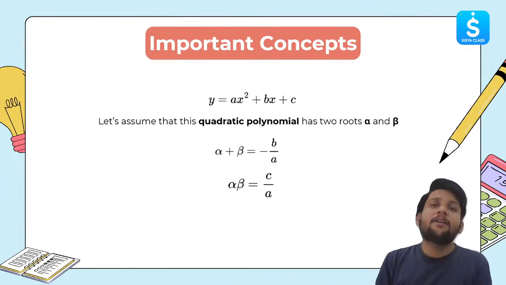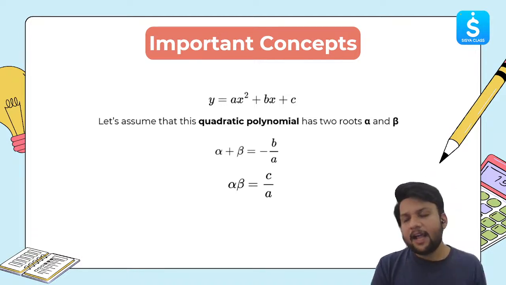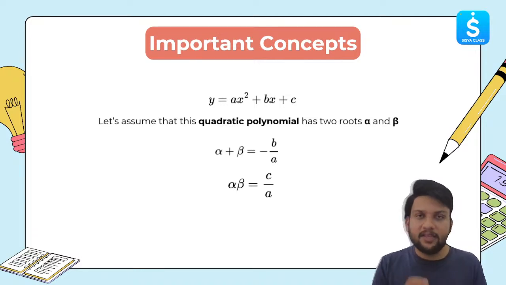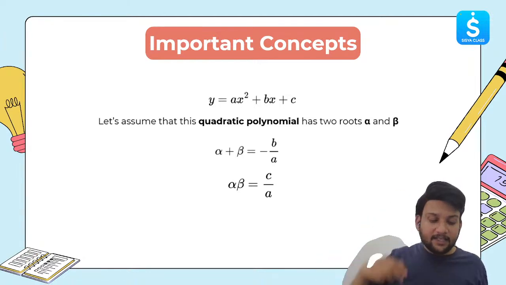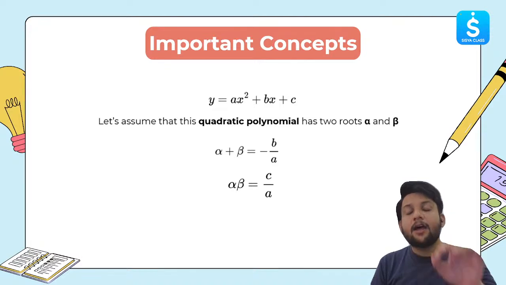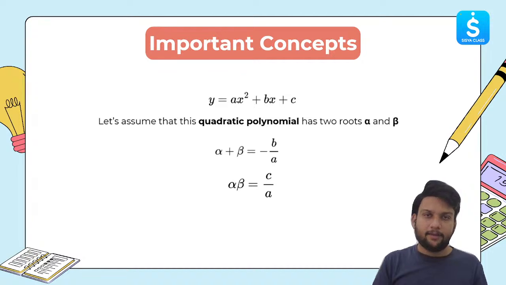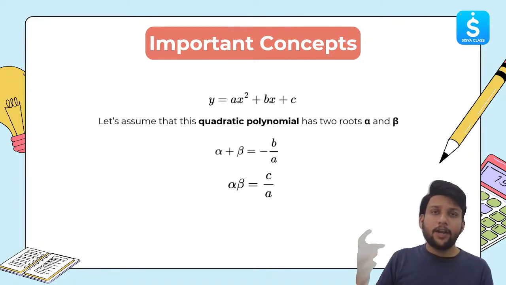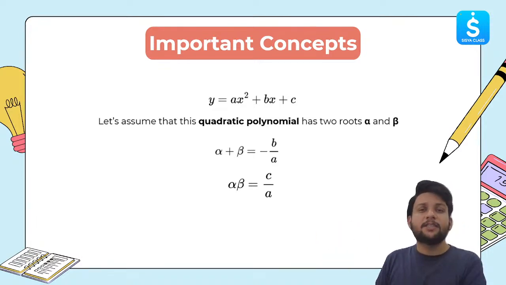Next, if we have a quadratic polynomial y equals ax squared plus bx plus c, and it has two roots, let's say alpha and beta. Probably this is the most important part of the chapter. If we have two roots, alpha and beta, then the sum of roots, that is alpha plus beta, is given by minus b by a, and alpha beta, that is the product of roots, is given by c by a. Once again, for a quadratic polynomial of the form y equals ax squared plus bx plus c, the sum of roots is minus b by a, the product of roots is c by a.